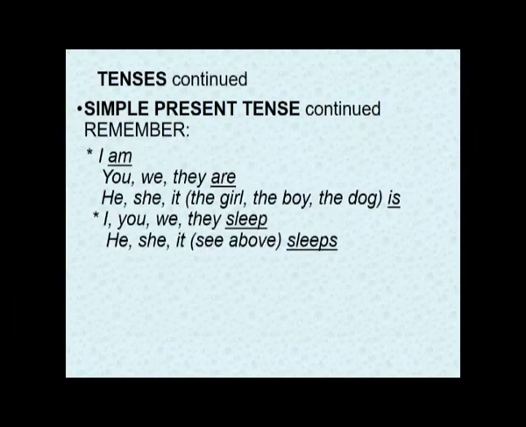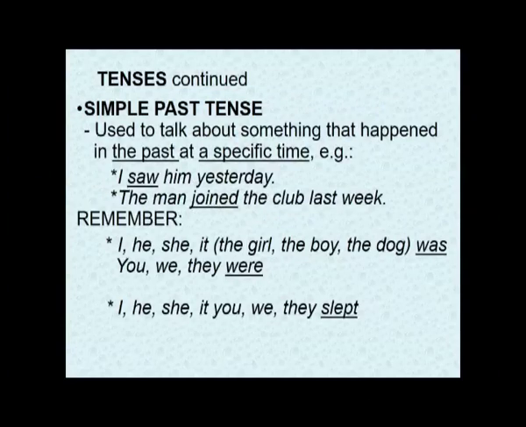Okay, and so you continue with the tenses. Look, remember, I am, you were, they are, he, she, it is. I, you, we sleep, but he, she, it sleeps. You have to know this. This is not negotiable. You have to know your grammar if you want to teach your children properly. Simple past tense, read it through on your own when to use it.